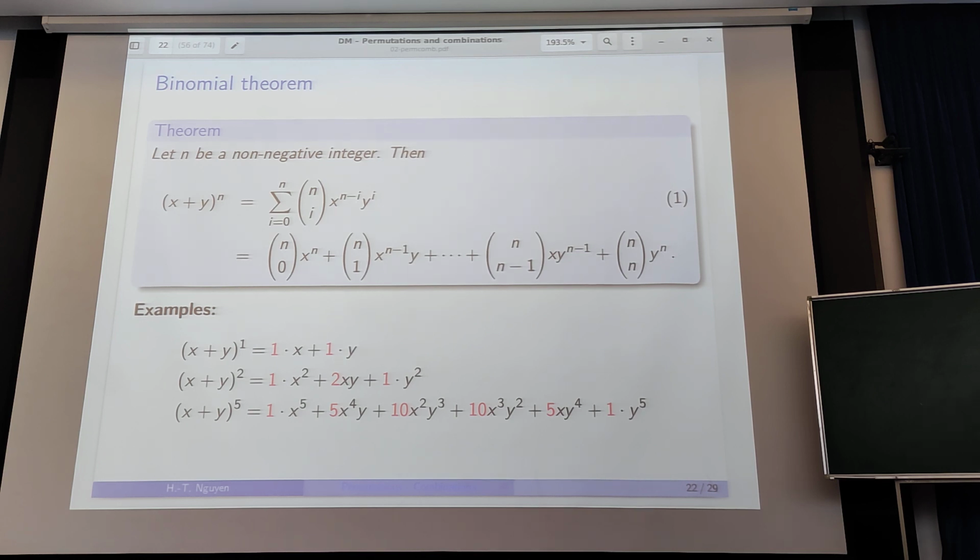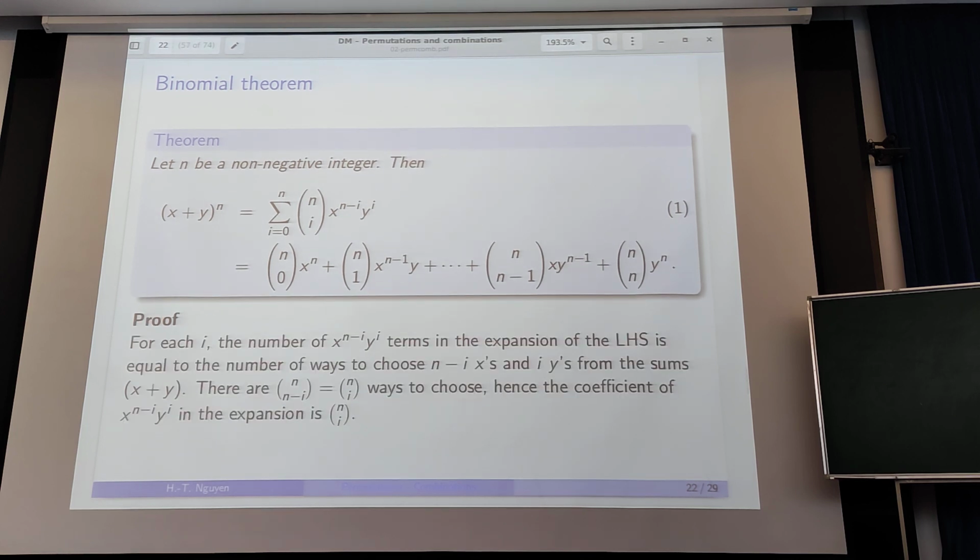So yeah, if you want to have an algebraic proof, then you can use induction. Then you can write out the algebraic formula. But here I introduce another way to prove it, by a combinatorial argument. Okay.